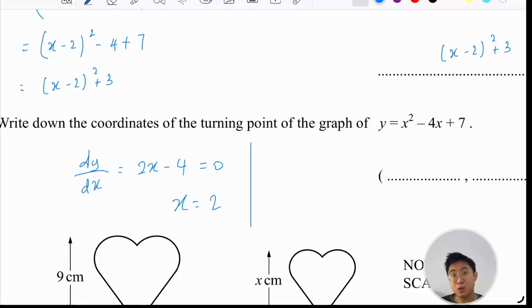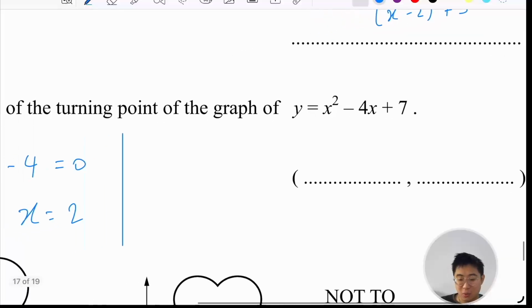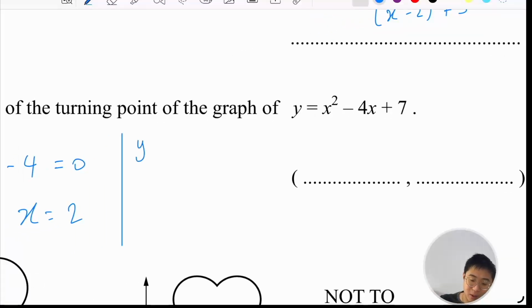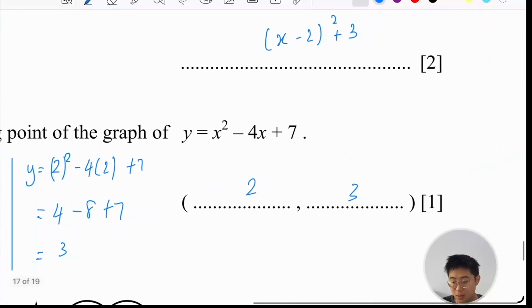Now that I have x equals 2, guess what? You'll have to get the y because they want coordinates. If that wasn't obvious enough, look at the answer space. It's a coordinate. So we can sub it back in. y equals 2 squared minus 4 times 2 plus 7. It's 4 minus 8 plus 7. So that's 3, right? Okay, 3. And then that's how you do this. This is a 1-mark question.